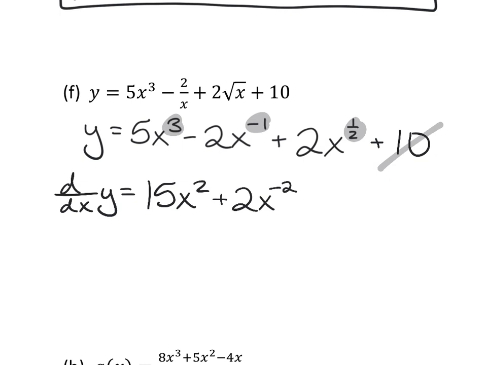Okay, so then I keep multiplying. 1/2 times 2 is just 1. And then I'm going to do 1/2 minus 1. 1/2 minus 1 is negative 1/2. And if you're like, what? Here's what I did. I did 2 times 1/2 is 1. And then 1/2 minus 1, or 2 over 2, is negative 1/2. That's where I'm getting those numbers from.